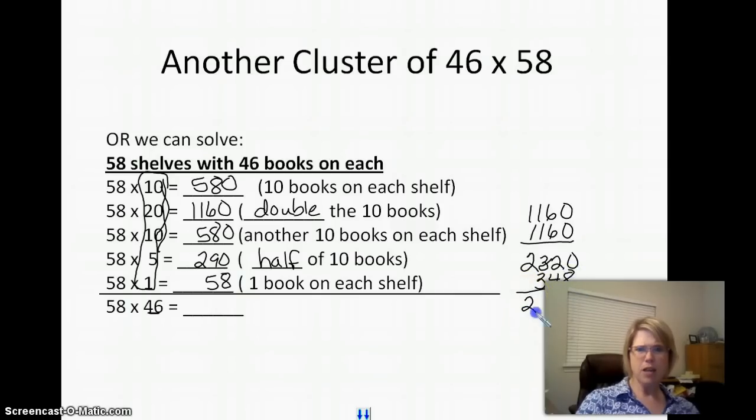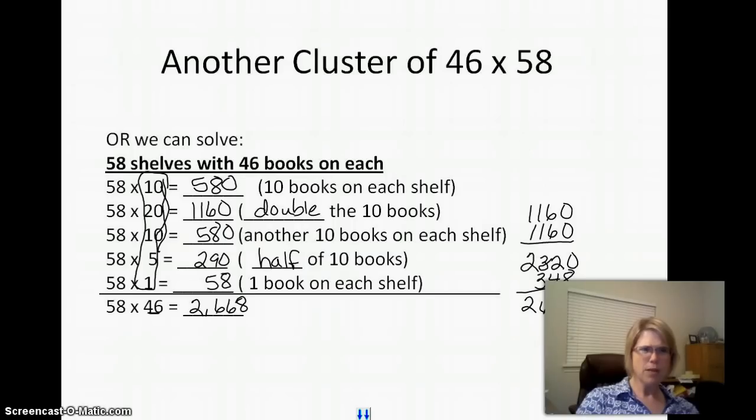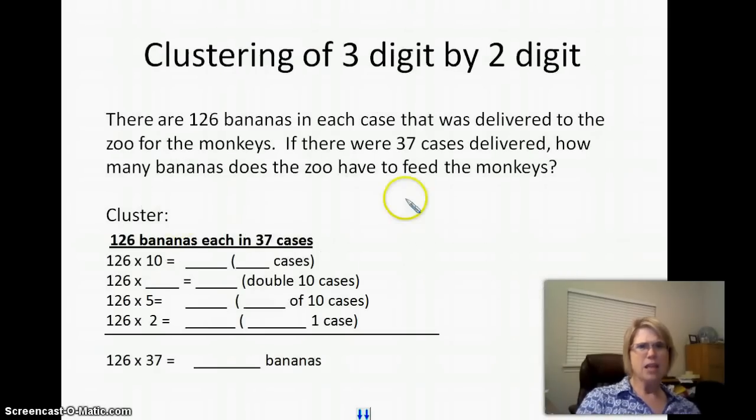And it looks like we're going to get 2,668. Let's see, did I get that on the last one? Yay, I did, okay. This is a pretty big number, I just want to make sure. Okay, now let's talk about how we can use this when we cluster a 3-digit by 2-digit, okay?